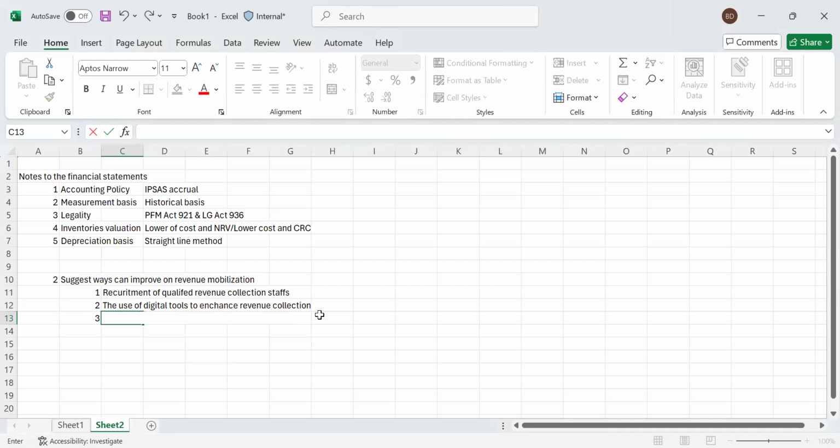What was your first word? Setting of a revenue target, right? Yeah.